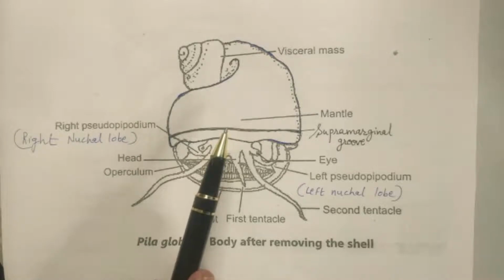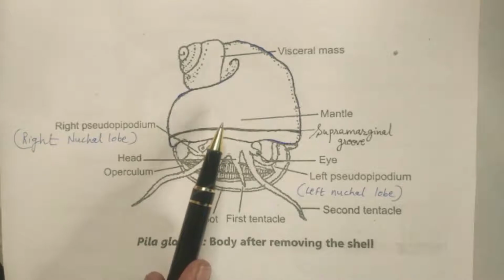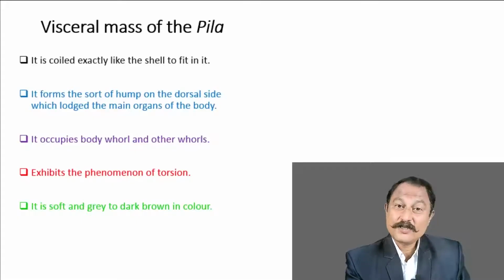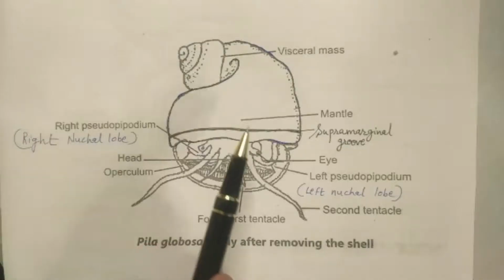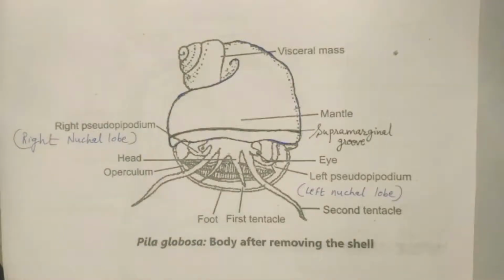Same at the inside level, the body has been fitted very safely and very neatly in that shape only, like that of the shell inside also. Okay, this visceral mass forms a sort of hump, म्हणजे कुबड, a sort of hump on the dorsal side which lodges the main organs of the body.